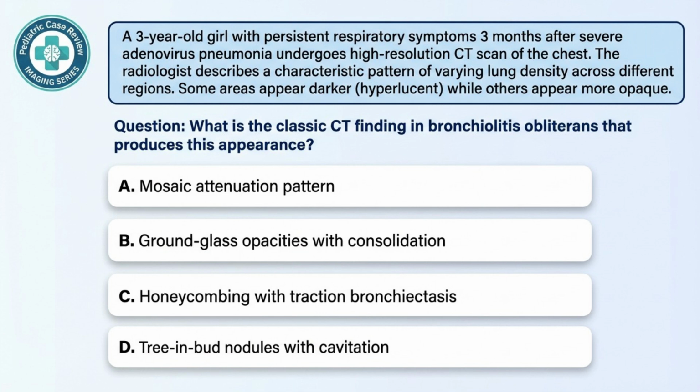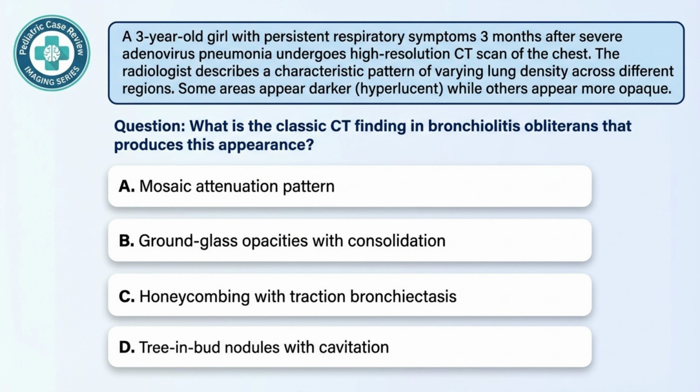Case number 8. A 3-year-old girl undergoes a high-resolution computed tomography scan of the chest. The radiologist notes a characteristic pattern of varying lung density, with some areas appearing hyperlucent and others more opaque. What is this classic finding called?